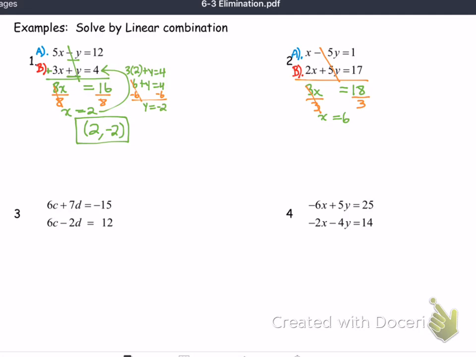So again, it doesn't matter if you want to choose line A or line B. I'm just going to go to line A just because it doesn't have a coefficient in front of the x, and then I'm just going to plug it back in.